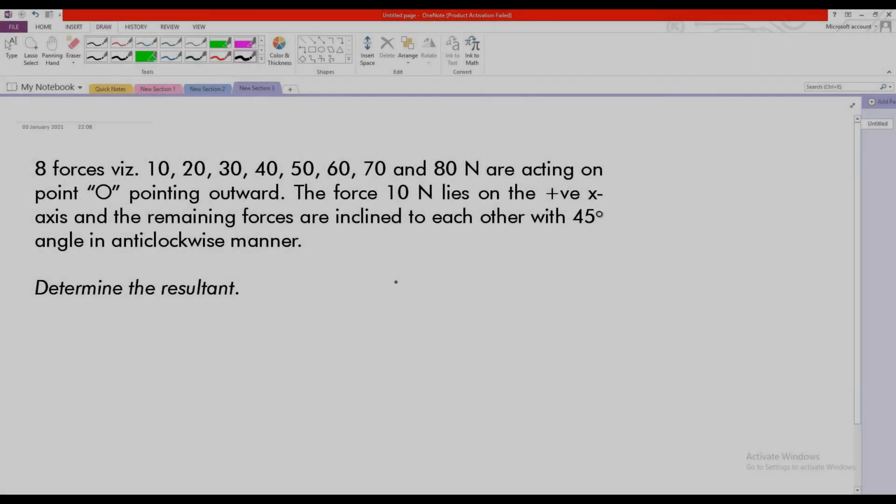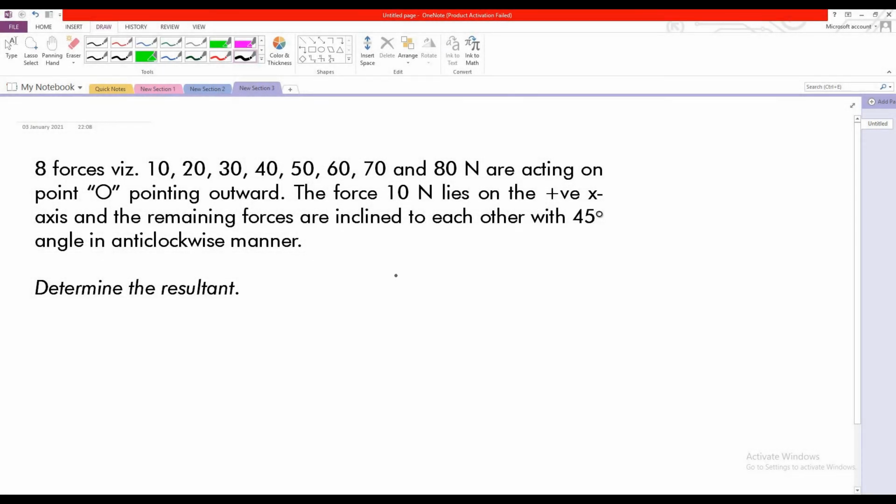So in the given problem, we have been provided that there are 8 forces, 10, 20, 30, 40, 50, 60, 70 and 80 Newton, and they are acting on a point O, and all these 8 forces are pointing outward. Okay. For example, let's say this is point O and there are 8 number of forces. Now let's say this O is on the intersection of x and y axis.